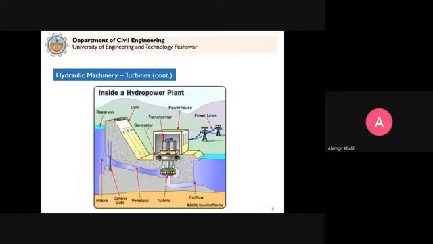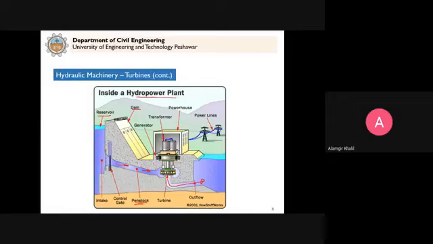This is another diagram. We have a hydropower plant shown here. You see that we have a reservoir. This is a dam, and from the reservoir we have these tunnels, which we call the penstock. So the penstock supplies the water to the turbine, and as it passes through the turbine, it rotates the turbine, and then the water joins the tail race or downstream of the water.